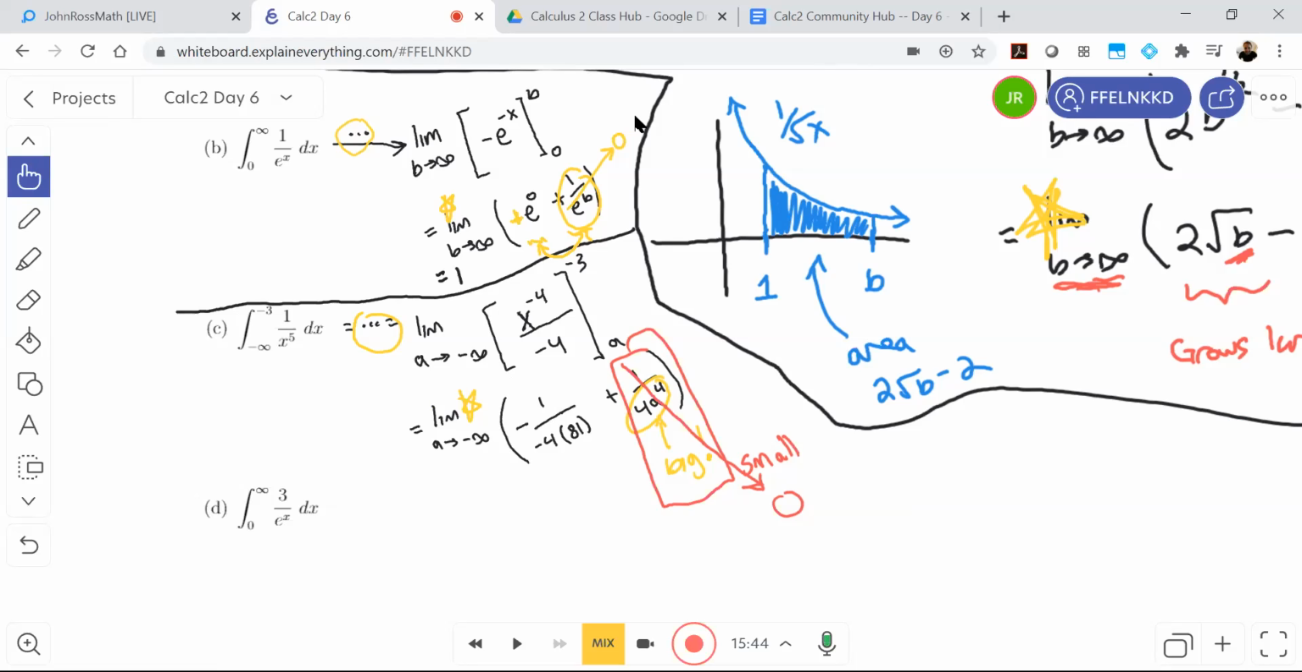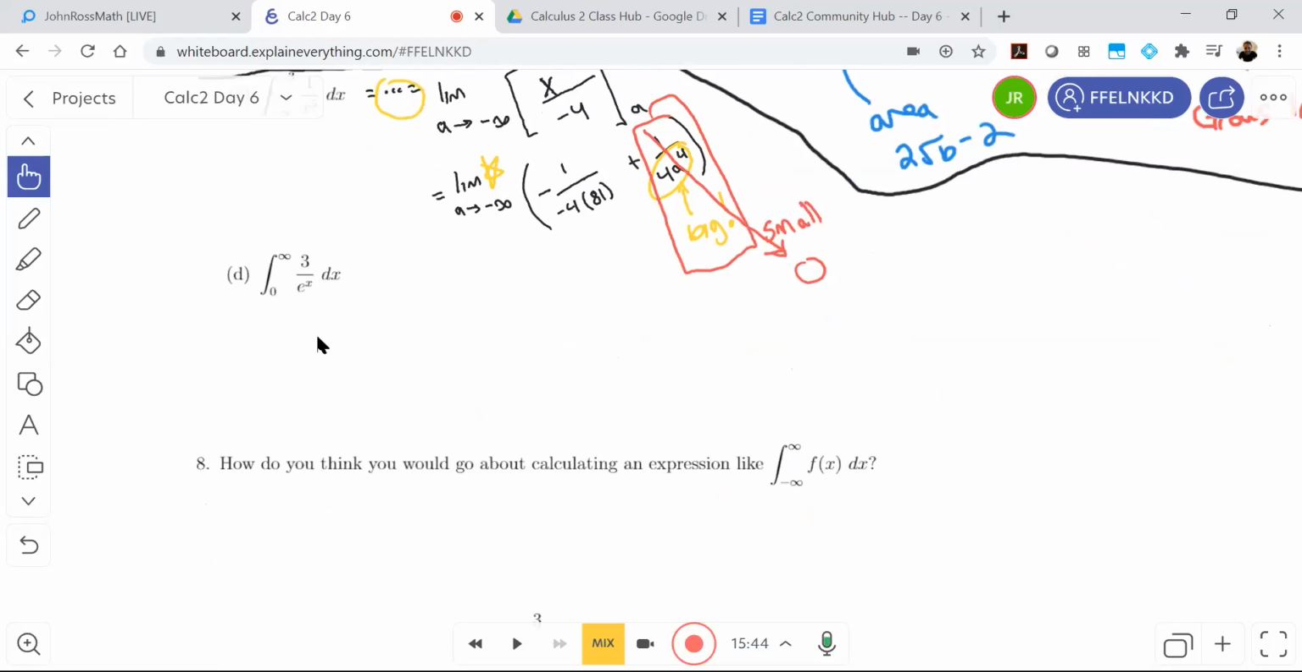Any questions, comments, commentary about any of these examples? Anything that I can clarify? Are we feeling okay about that? All right. Okay, cool. If we're feeling okay about this, I want to pivot to, I think, the next natural question. How would we go about calculating an expression like this?